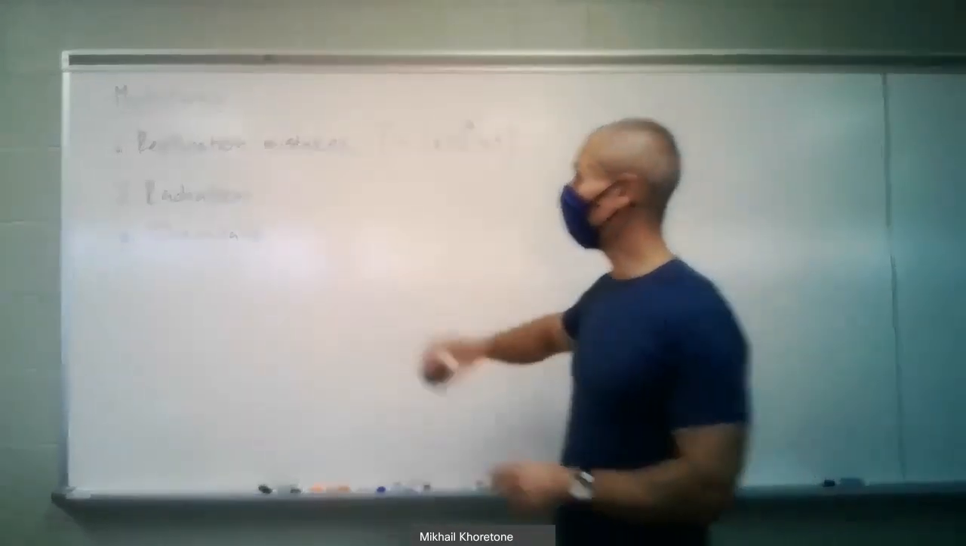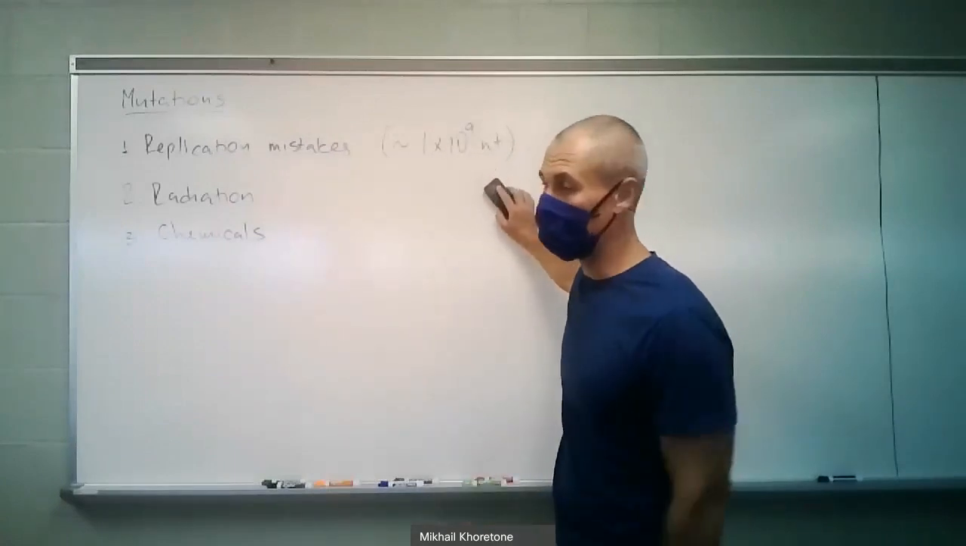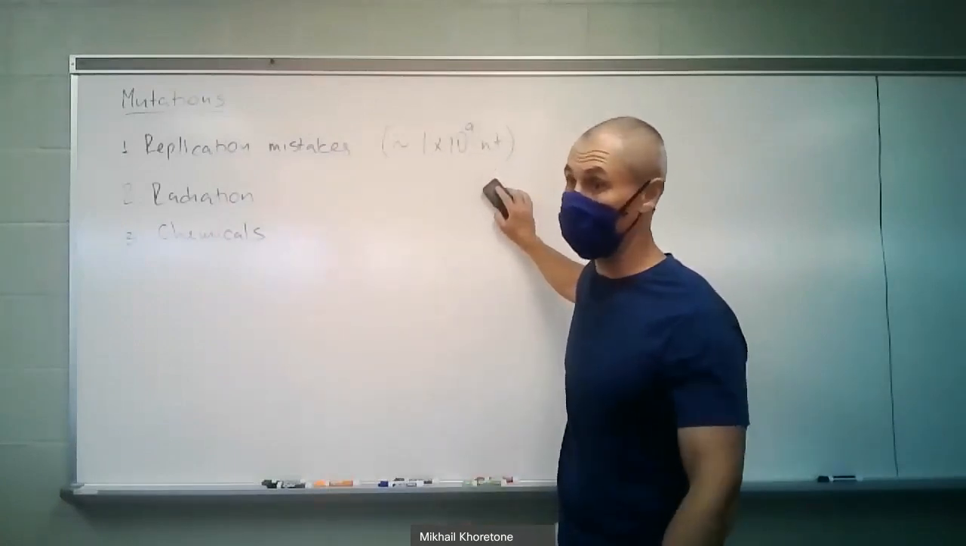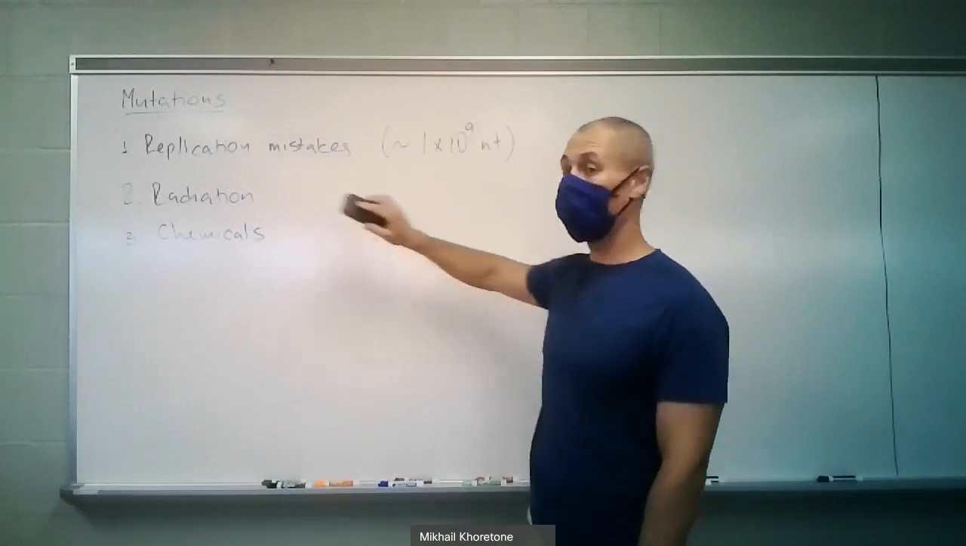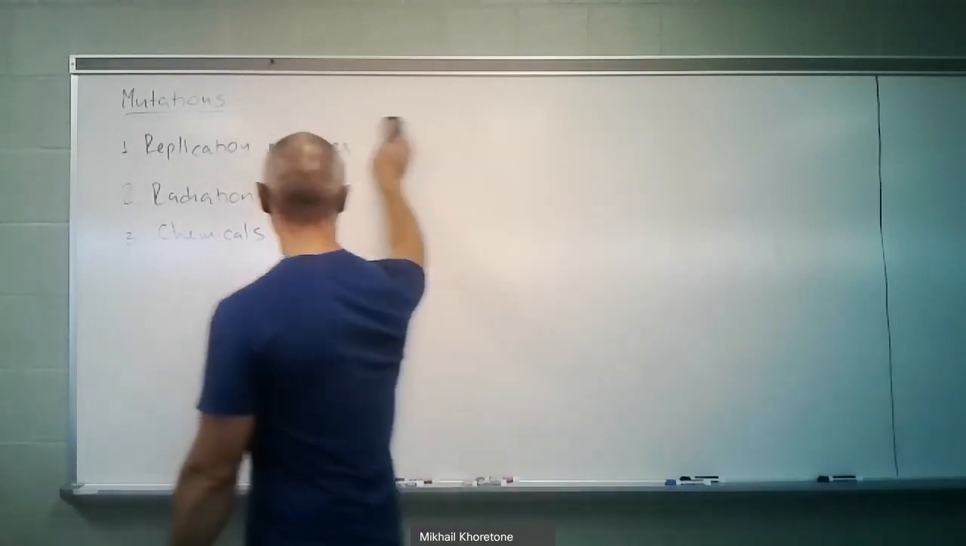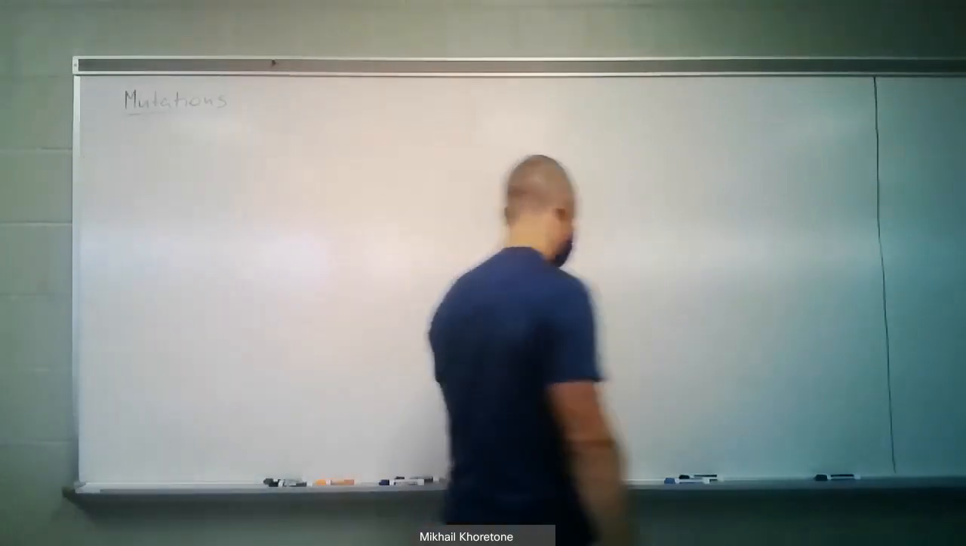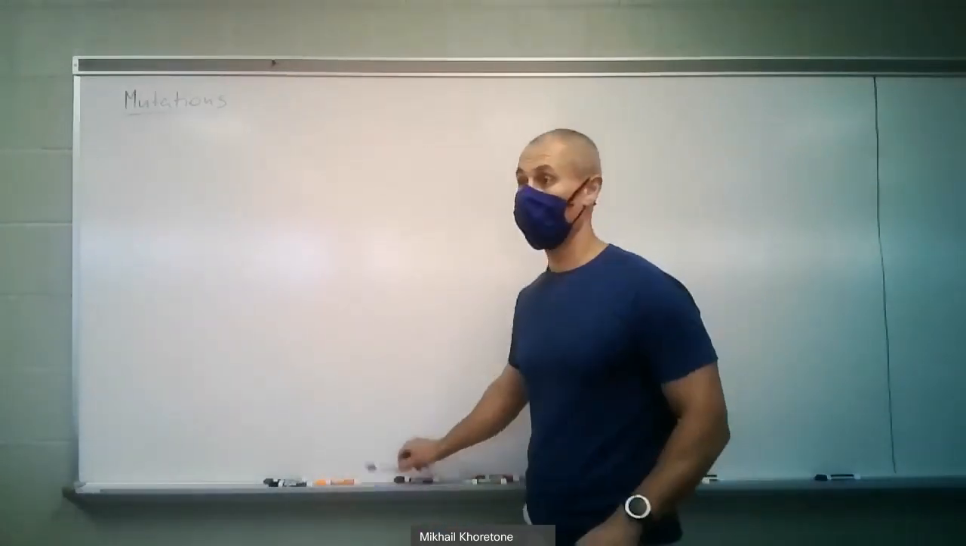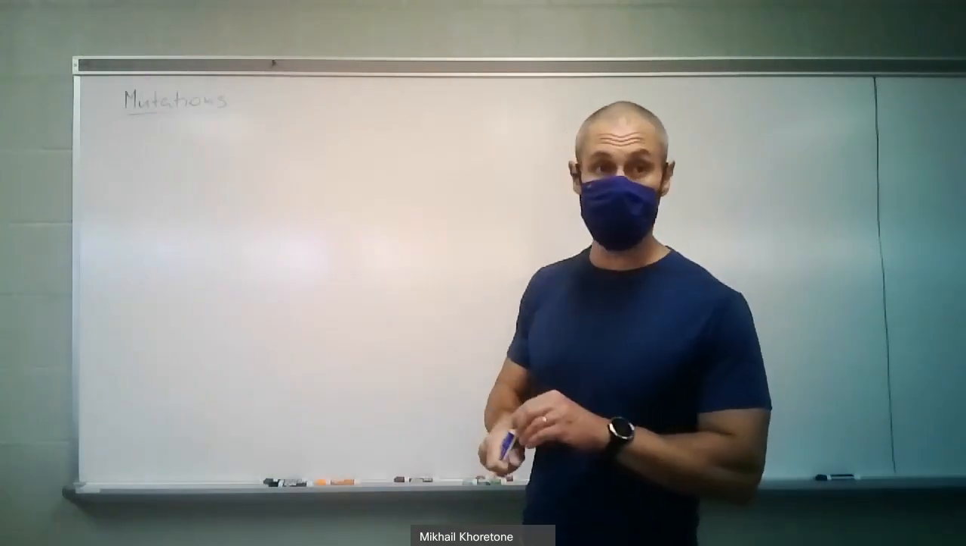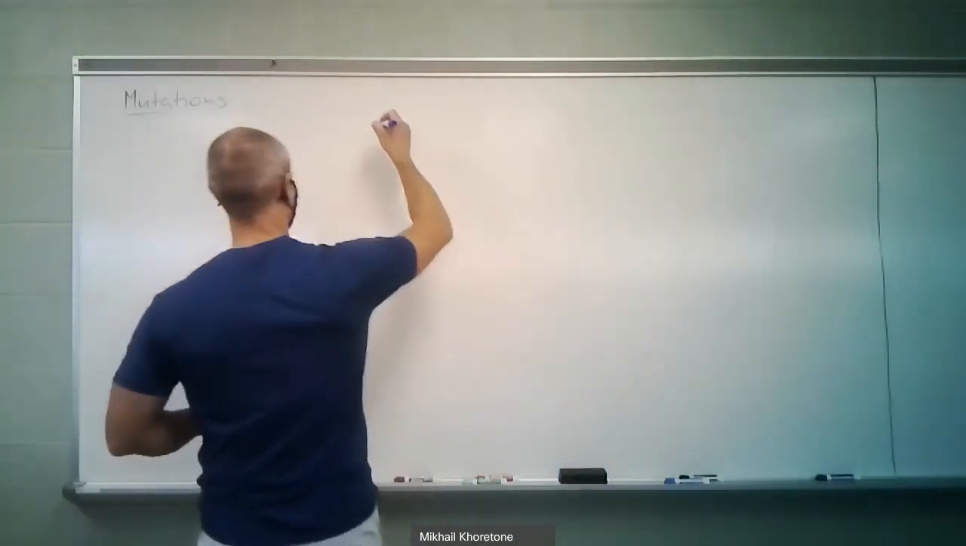So we're going to basically ignore replication mistakes because they are so rare. And we're going to focus on the mutations caused by radiation and chemicals. But before we get there, we need to define what types of mutations we're talking about.